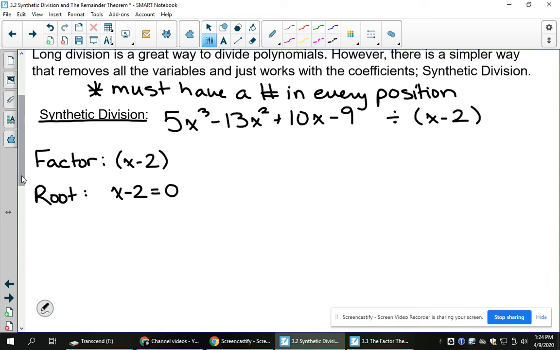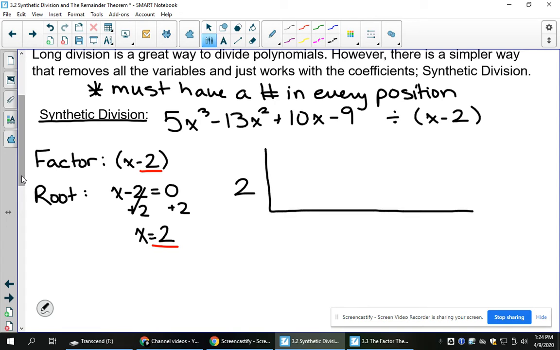So our root for this one, if I move the 2 over, is x equals 2. Ultimately, what's happened here is in the brackets, it was a minus 2, and our root is a plus 2. Just change the sign. That's all you have to do. Now you're going to write that 2, and you're going to write a box like this.